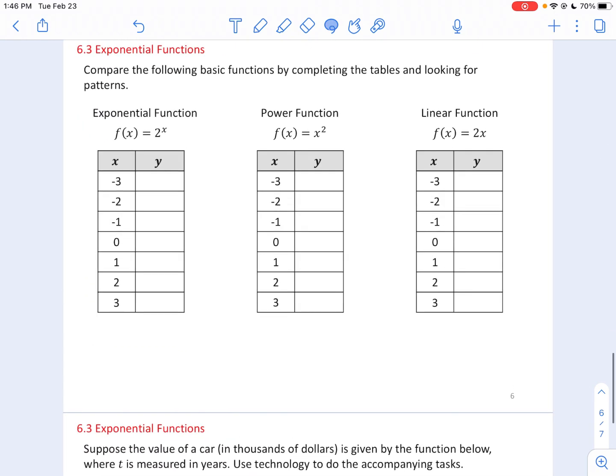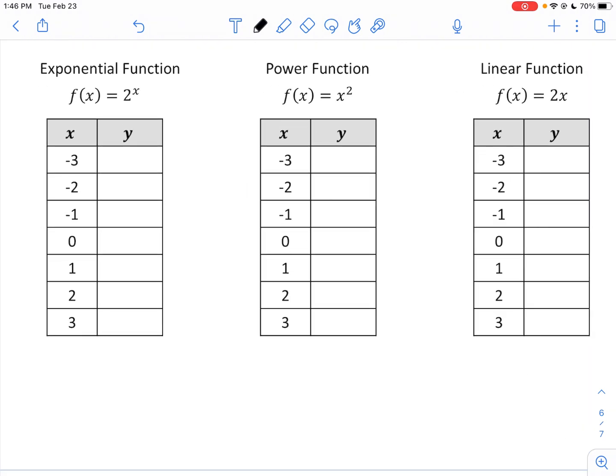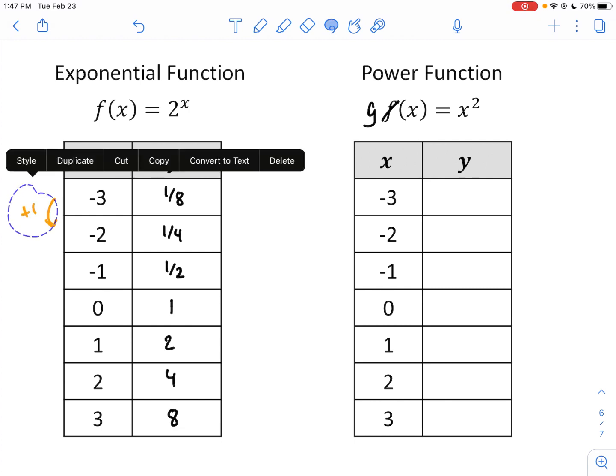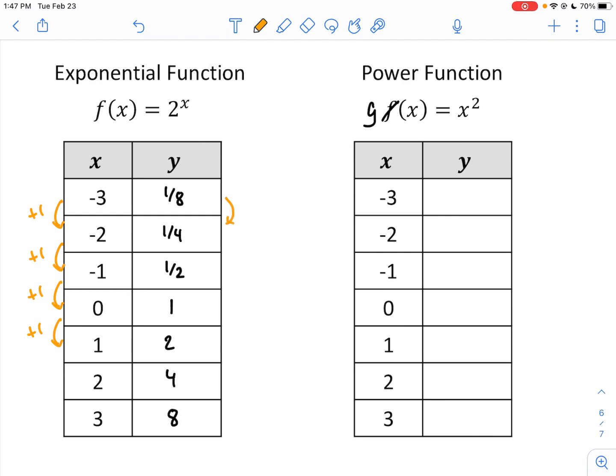The next slide is compare the following basic functions by completing the tables and looking for patterns. All right, so we have an exponential function, 2 raised to the x, and I don't like to have 3 different functions on the same page all labeled the same way. Maybe it's better to call this one g and this one h. And so looking at the function f, the exponential function, when x was negative 3, we got 1/8 as the y. When x was negative 2, we got 1/4. When x was negative 1, we got 1/2. And then we got 1, then 2, then 4, then 8. When x increases by 1, and what's happening to the y's, we are doubling.